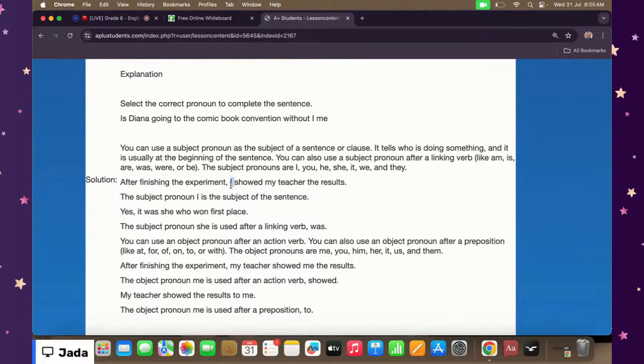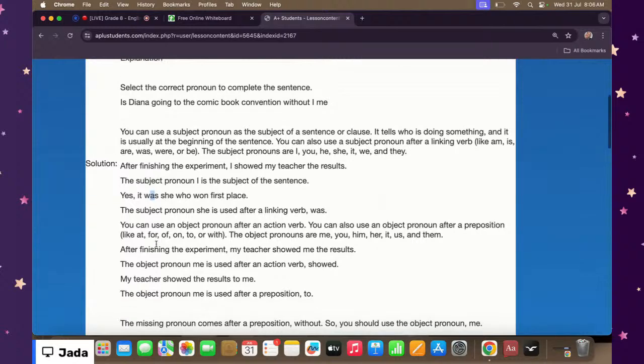Yes, it was she who won the first place. The subject pronoun here is she, and it's used after the linking verb was. If you remember, we said that you can use subject pronouns after linking verbs like is, are. In this situation, she is used after was, which is the subject pronoun.